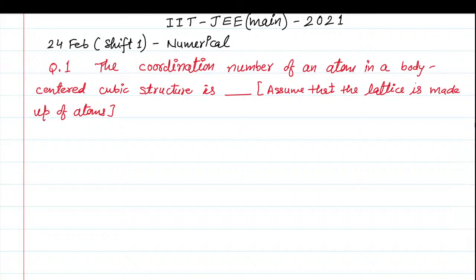First question from JEE Main 2021. It came on 24th Feb morning shift. It is a numerical type question. The coordination number of an atom in a body centered cubic structure is... Assume the lattice is made up of atoms. Tell me, what is the coordination number of an atom in a body centered unit cell?